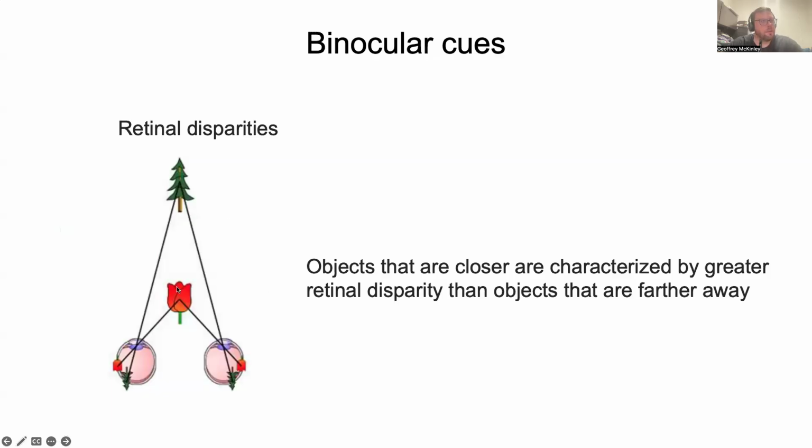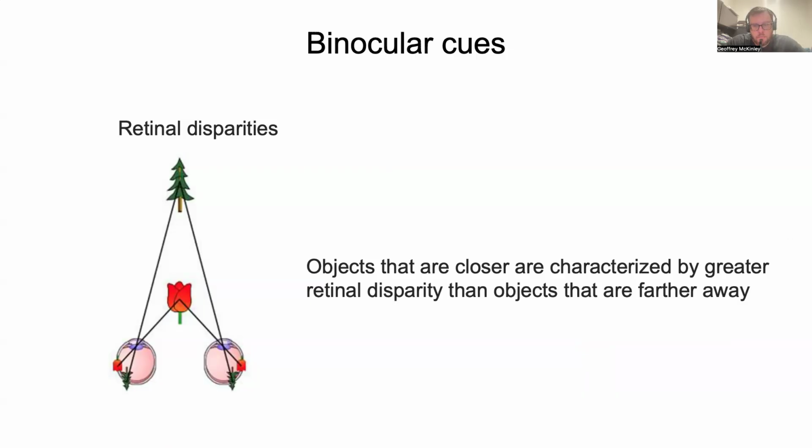So look how the rose is kind of close. On the right eye, it appears way over here, whereas on the left eye, it appears on the opposite end. So there's a huge retinal disparity when objects are closer. Whereas if you look at the tree that is farther away, you'll see that the disparity is less. So less disparity means more depth. Okay, sorry, that was a little longer.